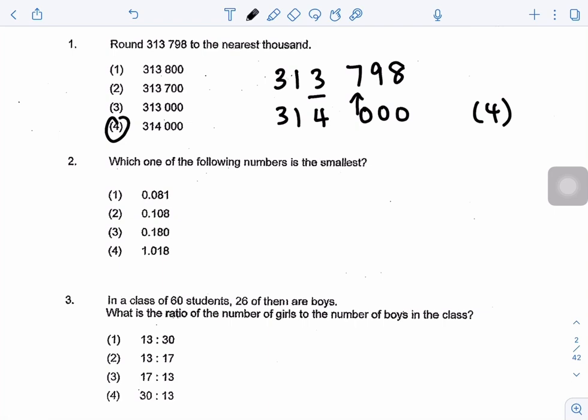Which of the following numbers is the smallest? Look at the first numbers. This one is out because it's the biggest. Then look at the second set of numbers. There's only 1 0. This is the smallest number. Answer is 1.